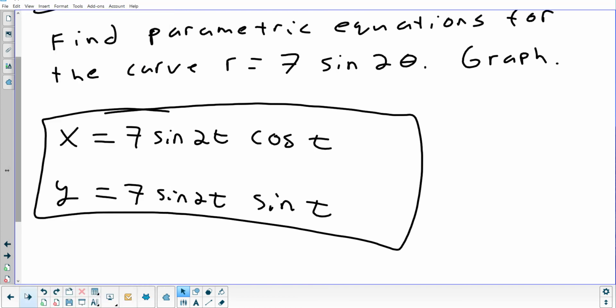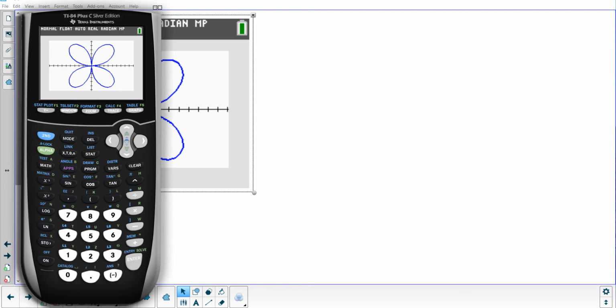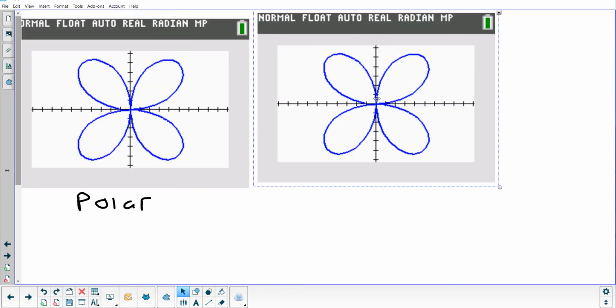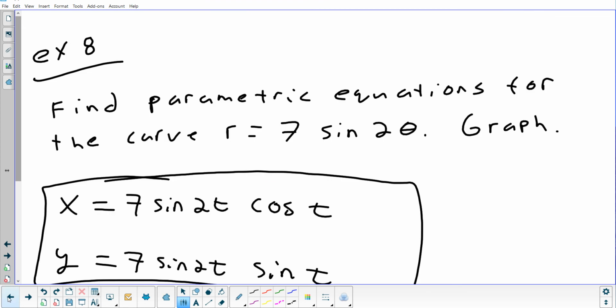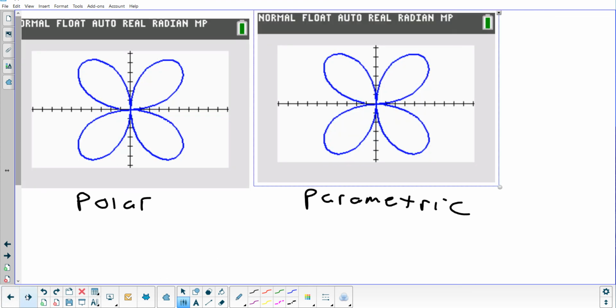And it drew it. I think it drew it a little bit slower than the polar one. So maybe that means polar is a little more efficient, if you want to use that. But that's how you can convert something from polar to parametric. Now, look at the equation. Look at that 7. That 7 is in the picture. Does anybody see what the 7 is in the picture? Or what it's controlling? That might be a way to say it.